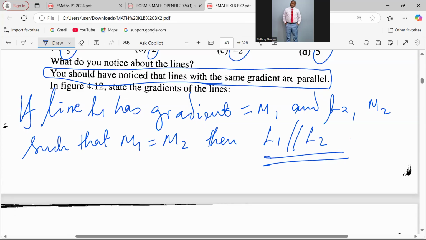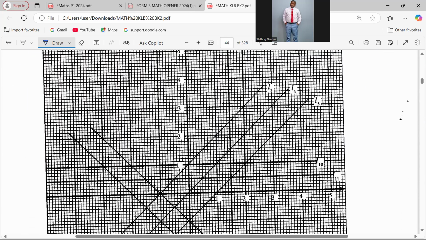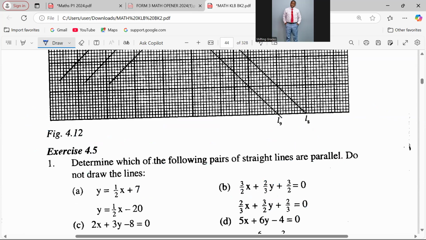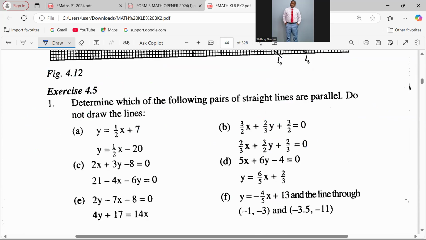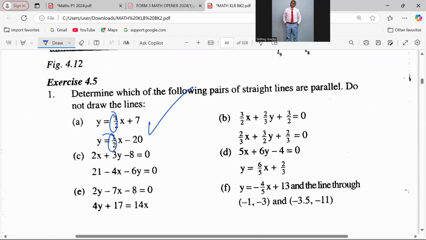Determine which of the following pairs of lines are parallel. Do not draw the line. Just examine the gradients. Look at this: the gradient is a half, the gradient is a half. Parallel, two parallel lines. Look at the second equation.